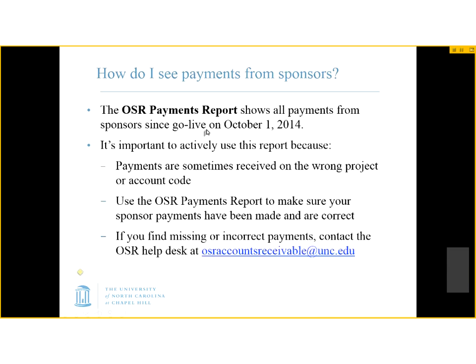All right. So the OSR Payments Report, and again, there are procedures for this, and the link to that is found on the Payments quick reference card I mentioned at the beginning. You can search for it on CC Info. What the OSR Payments Report shows is all payments that we've received from sponsors since we went live on October 1st, 2014. It starts from that point.